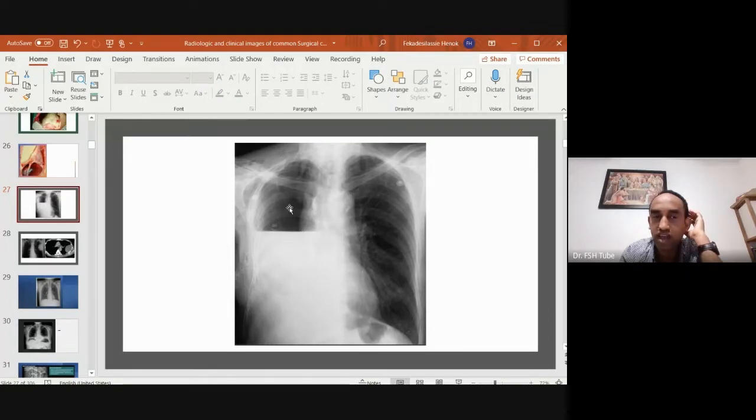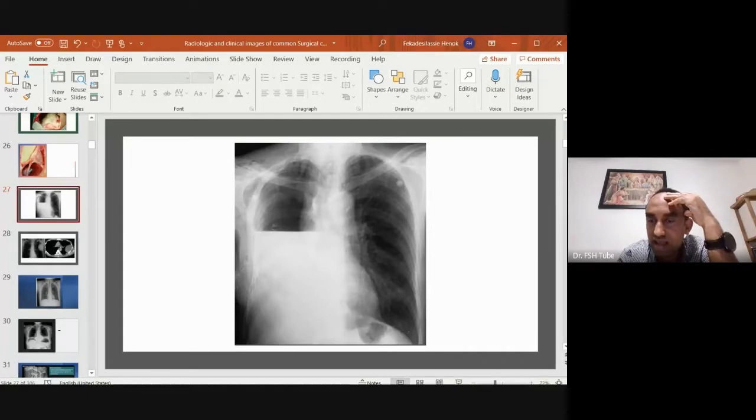If it is blood and air, what do you call it? Hemopneumothorax. So most probably, what do you think this is? Hemopneumothorax, pyopneumothorax, or cyst, lung abscess. It could also be a lung abscess, because a lung abscess can have a deep cavitary lesion, right? And then you may see an air-fluid level in the abscess cavity. So in this case, hemopneumothorax, most probably.